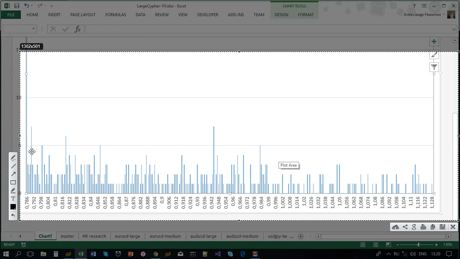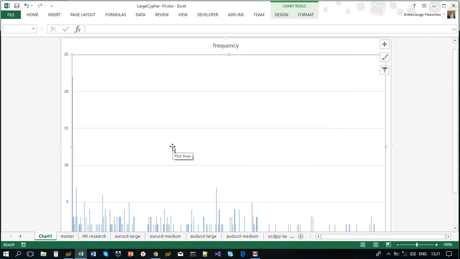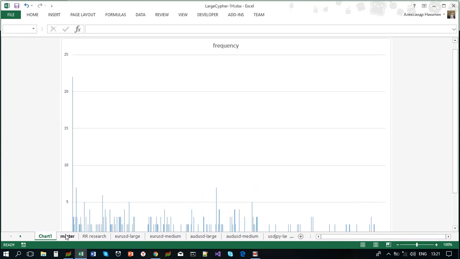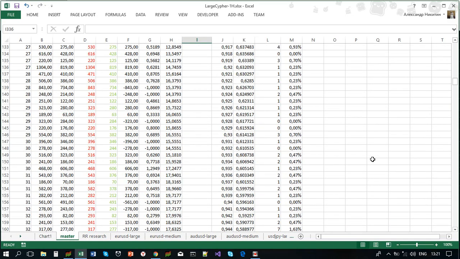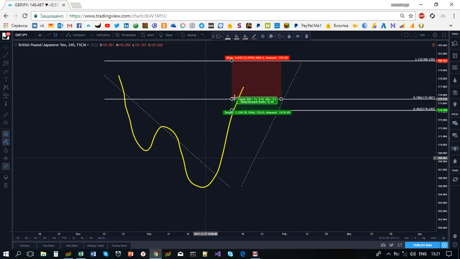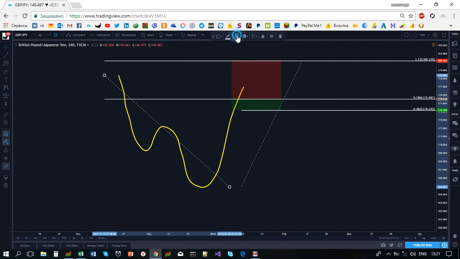So the majority of reversals took place before 1, and the other patterns after 1. They look kind of accidental. They are not very close to each other. And what is my idea? What if I do not put my stop loss at 113? What if I put my stop loss at exactly 1?